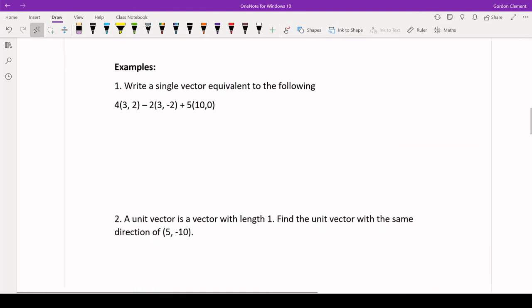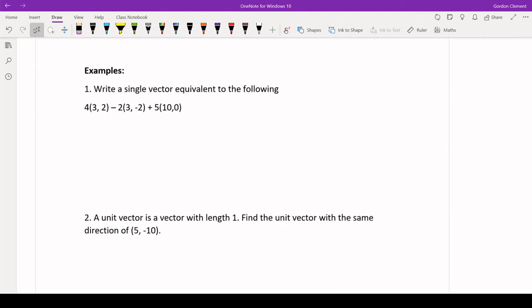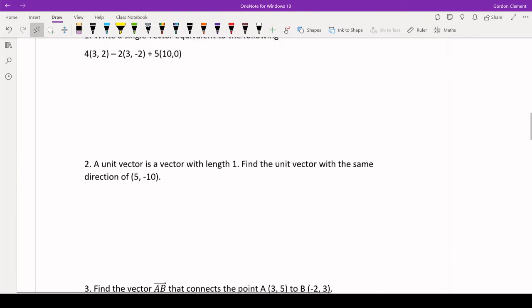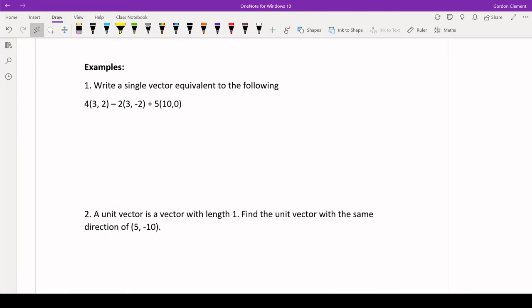So here's some practice, so you can try these on your own. So pause the video, try these examples, and then we will, well, unpause the video. I'm going to do them right now. So BEDMAS kind of still applies. We're going to do our scalar multiplications first. So that's going to become 12 and 8 at the start. Subtract 6 and negative 4 now. And then add 50 and 0.